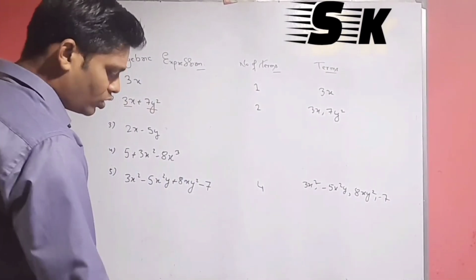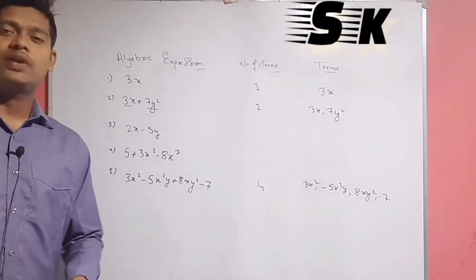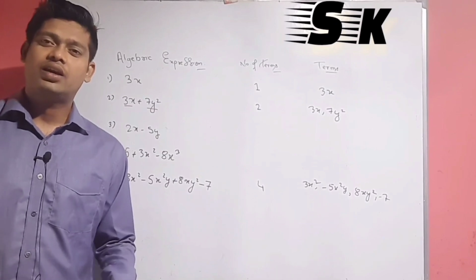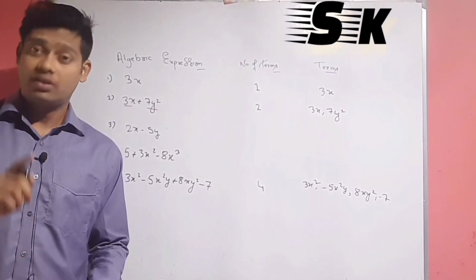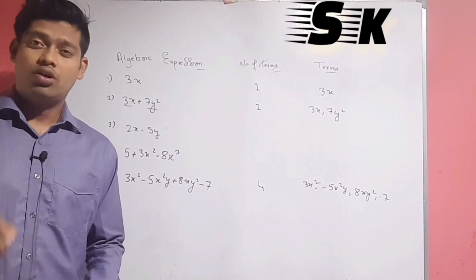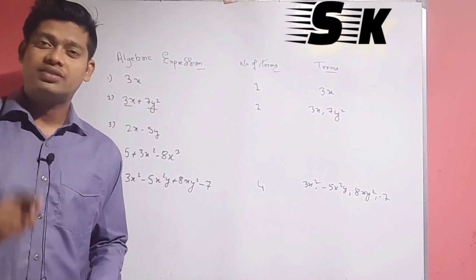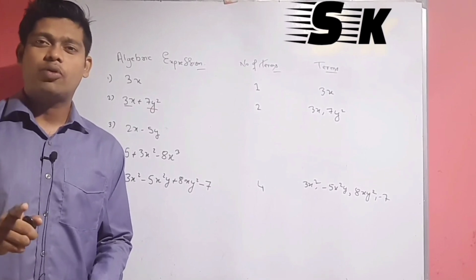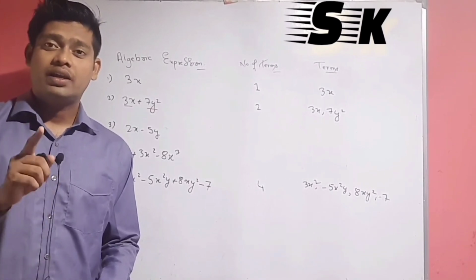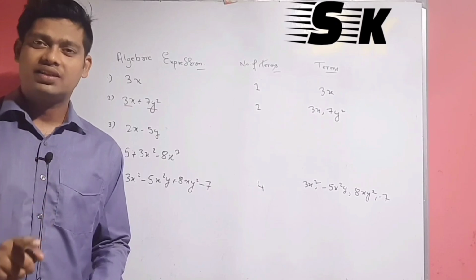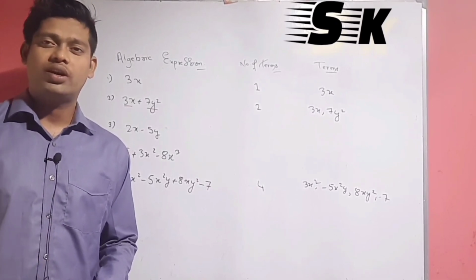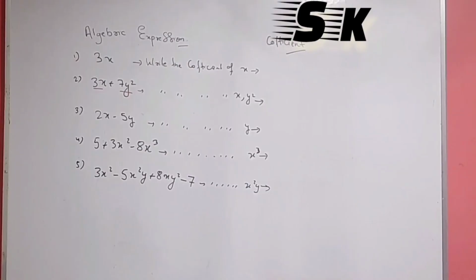So you understand what a term is? If any expression is separated by a plus sign or a minus sign, then they are counted as different terms. If there is a multiply sign or a divide sign, they will be treated as a single term. They should not be treated as different ones. Very important point. Note it down: if a plus sign or minus sign is there, they are said to be different terms. But if multiply and divide are there, they are counted as a single term. Clear?